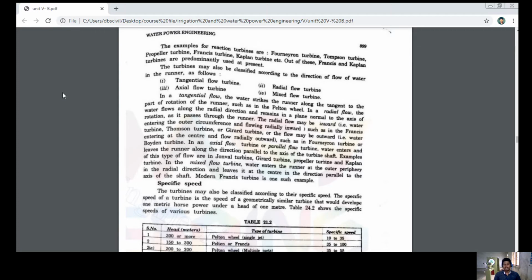In the mixed flow turbine, water enters the runner at the outer periphery in the radial direction and leaves it at the center in a direction parallel to the axis of the shaft. The modern Francis turbine is one example of a mixed flow turbine. We have completed all four types of turbines with respect to direction of flow: tangential flow, radial flow, axial flow, and mixed flow turbine.